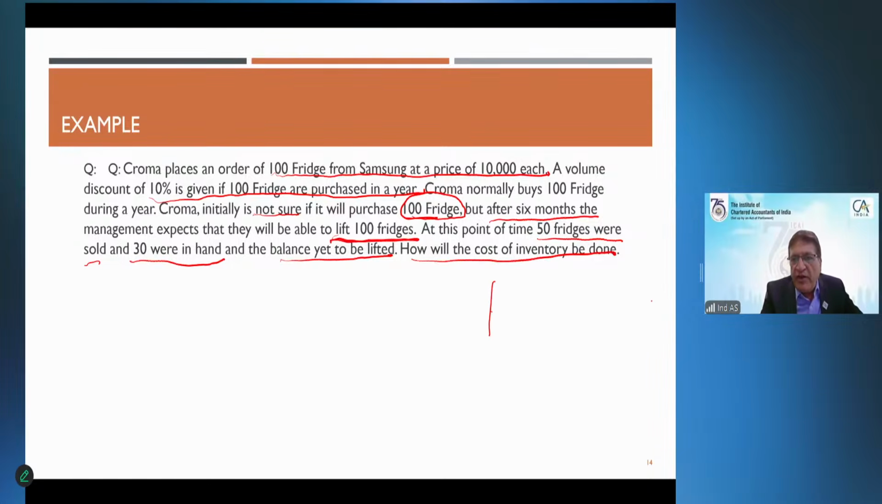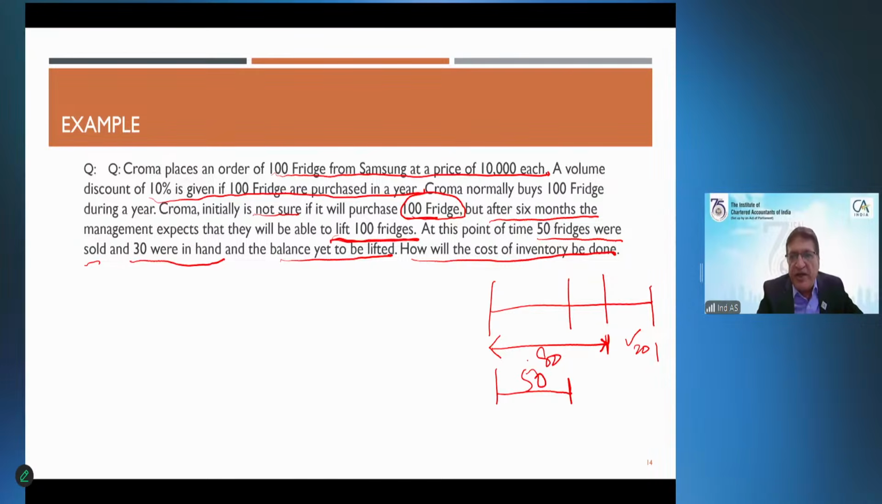So out of 100 fridges, I had purchased 80 when I became sure that I'll be able to take another 20 items. At this point of time, my 50 items were already sold and my 30 are in hand. Now the question is, this 10% discount, how should it be accounted for?